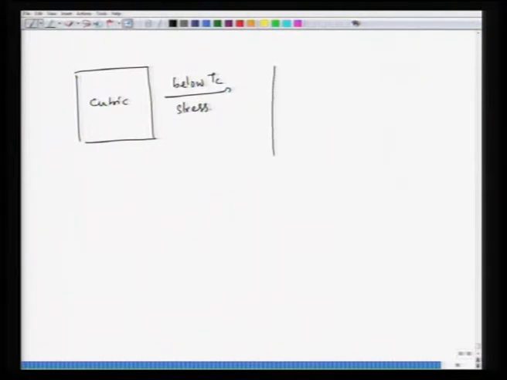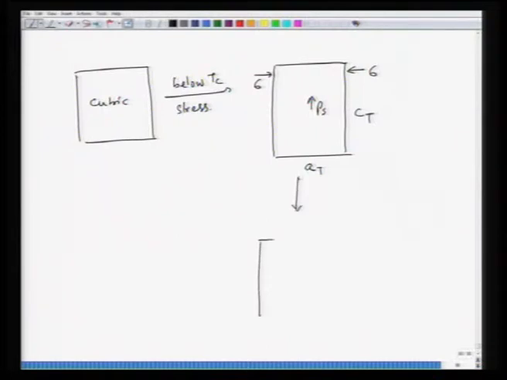Now, this could also happen by application of stress below Tc. You take a cubic state, go to below Tc, and then you apply stress. For instance, you had a situation like this. You have a tetragonal state AT and CT, followed by this PS, which is the polarization vector. The previous scenario is the same as saying that at temperatures below Tc, you apply a stress sigma here, and when you apply the stress on the faces of the crystal, this converts into something like this.